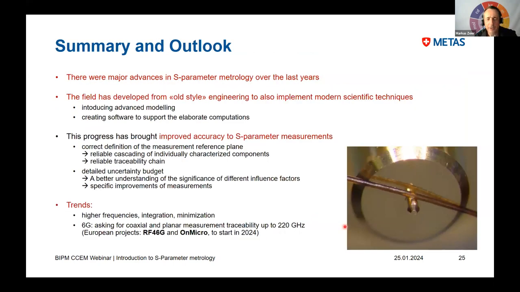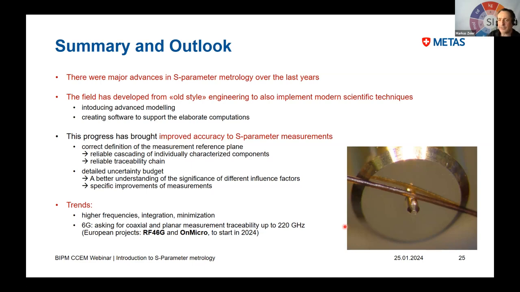I think I'm already a bit too long. Sorry for that. A little summary and just a very, very short outlook. I hope I was able to show you that there were some major advances in S parameter metrology over the last 1 or 2 decades. The field has developed a bit from old style engineering, and I don't mean that negatively, because the practical aspects in this business are still very important. But now we've also implemented some more modern scientific techniques, like the advanced modeling I was talking about, and also the software to support these elaborate computations.